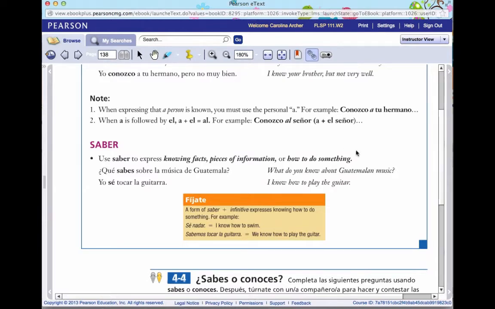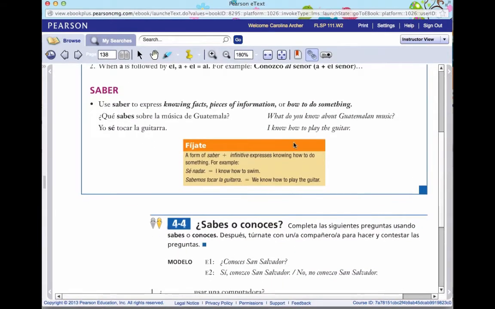We put them together. And then saber we use to express that we know facts and pieces of information, or also how to do something. Okay, so ¿qué sabes sobre la música de Guatemala? What do you know about Guatemala music? What information do you know? Okay, or yo sé tocar la guitarra. I know how to play the guitar, and you have to use a verb here in the infinitive. Yo sé tocar, yo sé cantar, yo sé hablar español, yo sé nadar, okay?